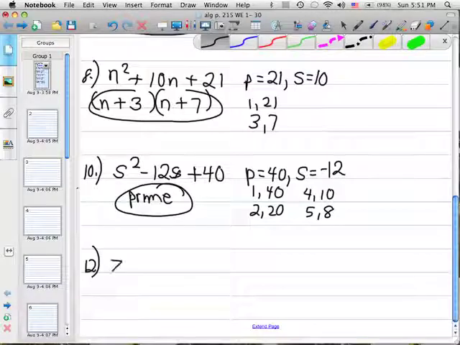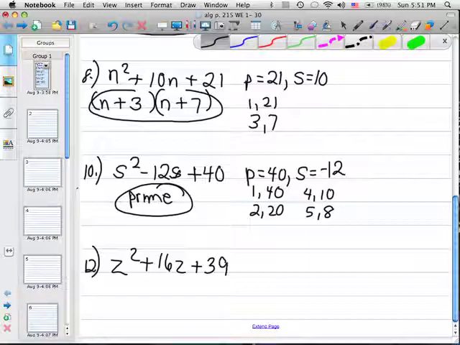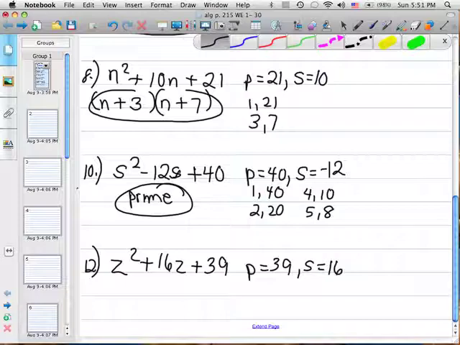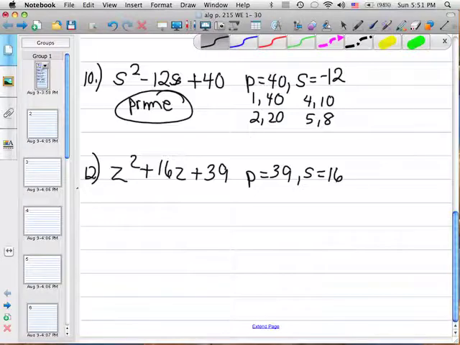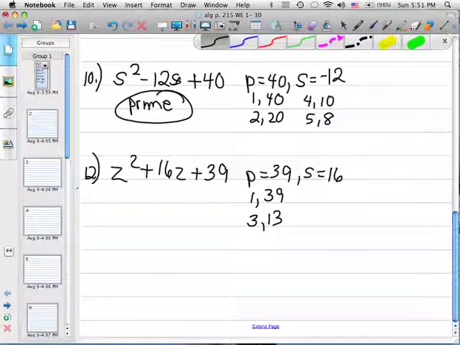Number 12, z squared plus 16z plus 39. The 2 numbers we're looking for have to have a product of 39 and a sum of 16. So the factors of 39 are 1 and 39. 3 and 13, and those 2 do add up to 16, and we want a positive 16, so they're both positive. So z plus 3 and z plus 13 would work.